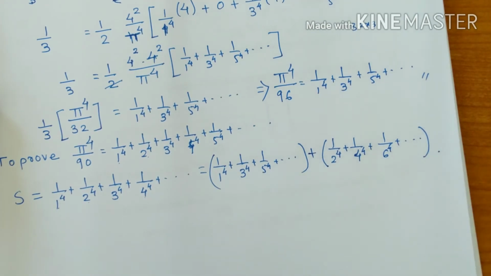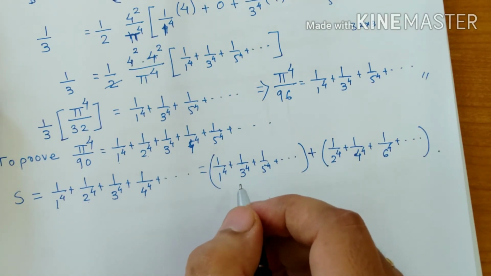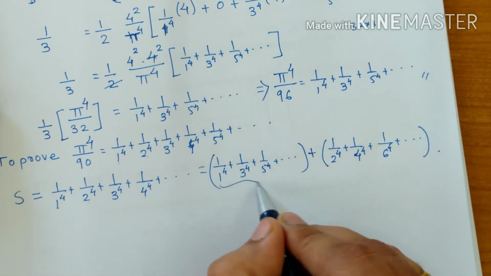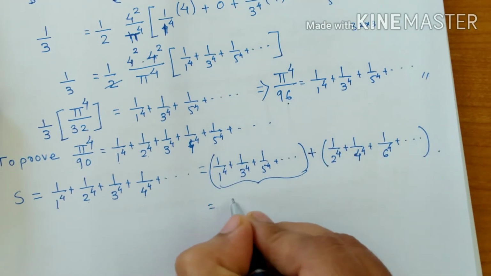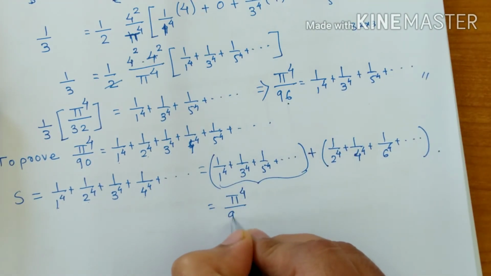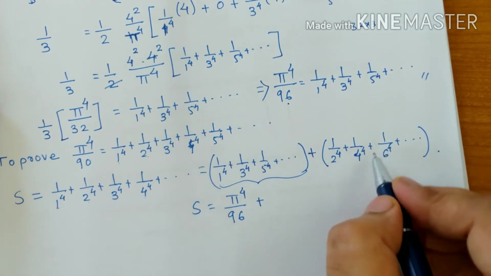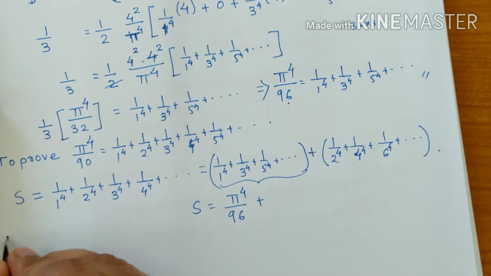Is it okay? Now, but see here, this is nothing but pi raised to 4 by 96. Substitute here pi raised to 4 by 96. Now see, these all are even terms, is it? So one can take 1 upon 2 raised to 4 common from here.